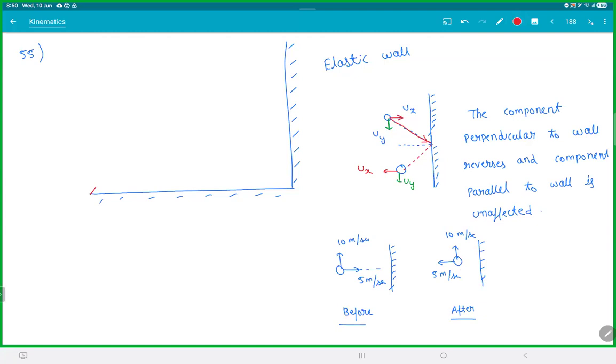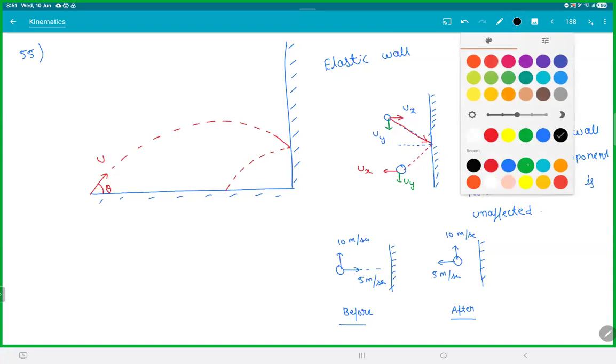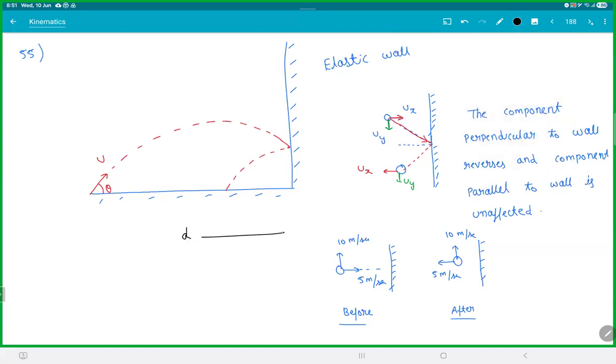Now the question: you projected a particle with u and theta. This thing goes and hits the wall. After hitting the wall, it bounces and falls on the ground. The distance between the wall and the projectile is d. And it hits the wall and falls here. Let this distance be x.